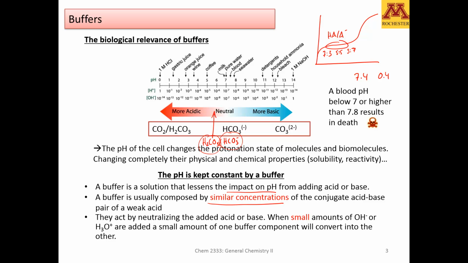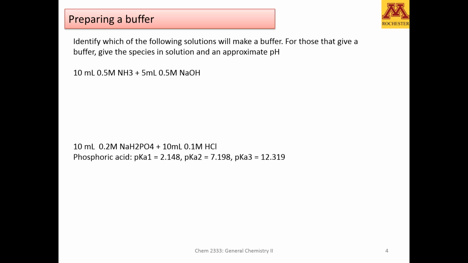Okay. What we're going to do now is to understand how we can prepare buffers in a lab, or what kind of reactions lead to the formation of a buffer. Okay. So these are the questions. All right. Identify which of the following solutions will make a buffer. And in the case that it makes a buffer, calculate the approximate pH. Note that you could not calculate the pH in the case when it's not a buffer, but in this case we're just going to calculate when it forms a buffer.